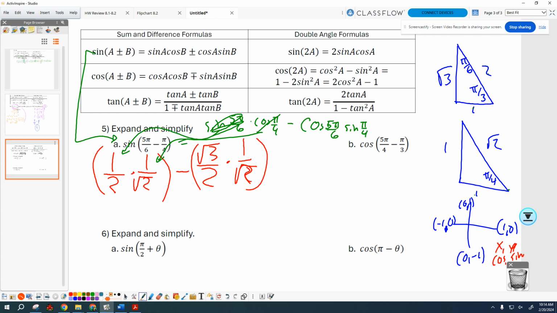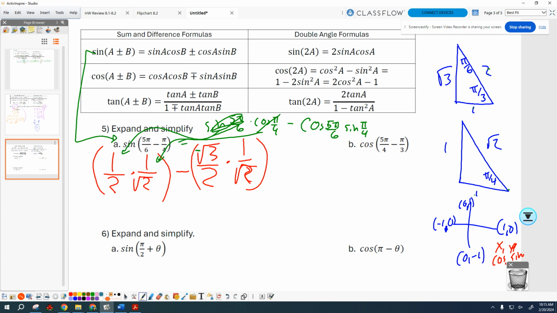Okay, this minus sign is there. Cosine 5 pi over 6. 5 pi over 6 is in quadrant 2. Is cosine positive there or negative? Negative. Cosine of 5 pi over 6, and cosine of pi over 6 is root 3 over 2, so the ratio was right, the sign was wrong.